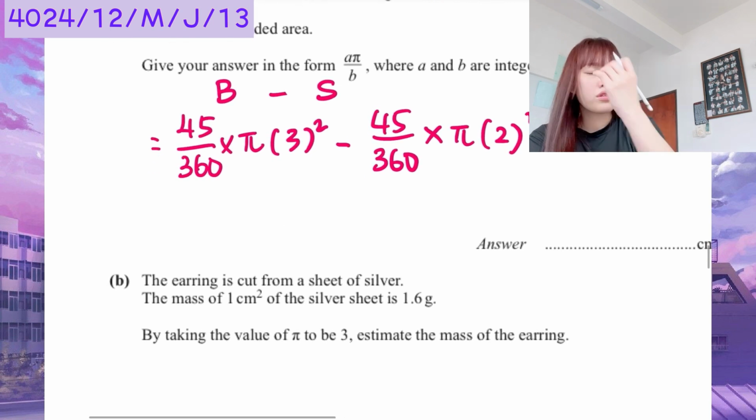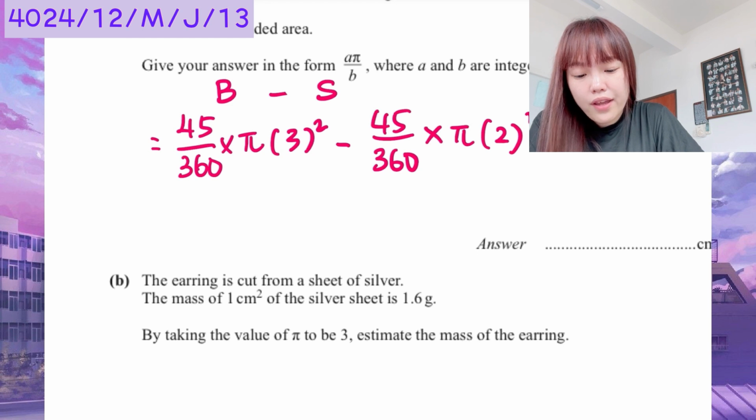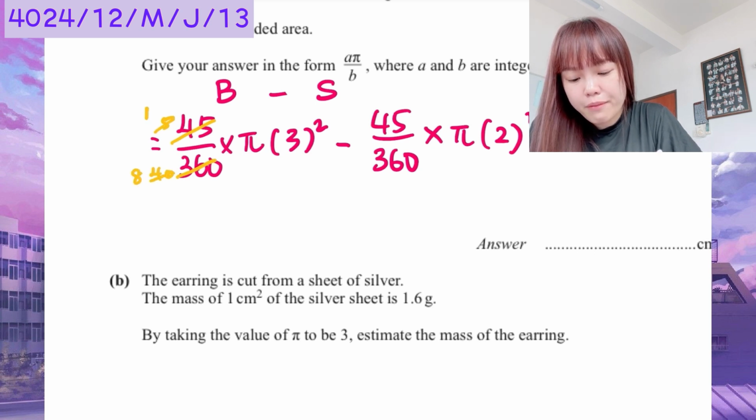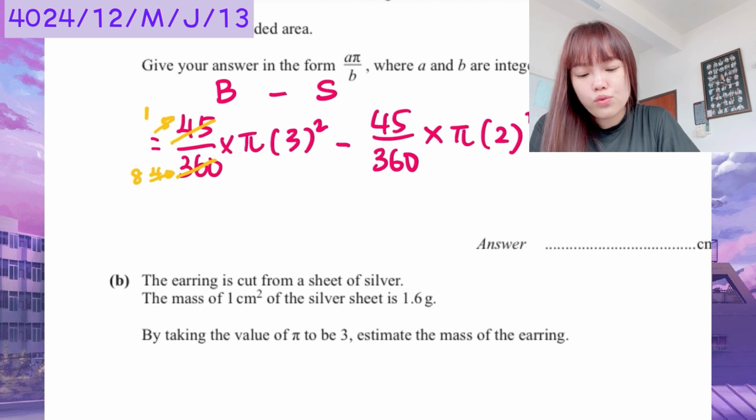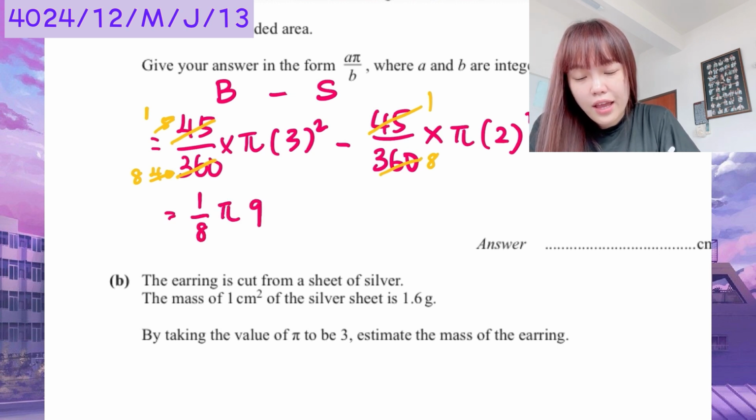So we use area of sector. This one we simplify. This one you can divide by 9, 9 divided by 9 become 1, 360 divided by 9 is 40. You divide by 5, become 1, 40 divided by 5, become 8. So this is 1 over 8, so this one is also 1 over 8. So this is 1 over 8 times pi times 9, 3 squared is 9. This is 1 over 8 times pi times 4.